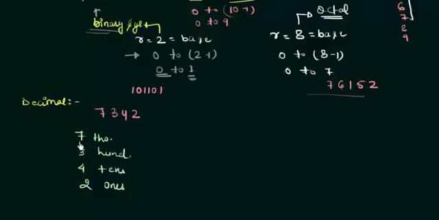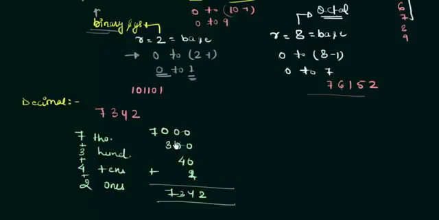Okay, it is actually the quantity that represents the summation of these things, the 7000 with 3 hundreds, with 4 tens, with 2 ones. So it should be something like this: 7000, 300, 4 tens and 2 ones. If I sum them up, then it should be 7342. Okay, the number is generally written in this form.